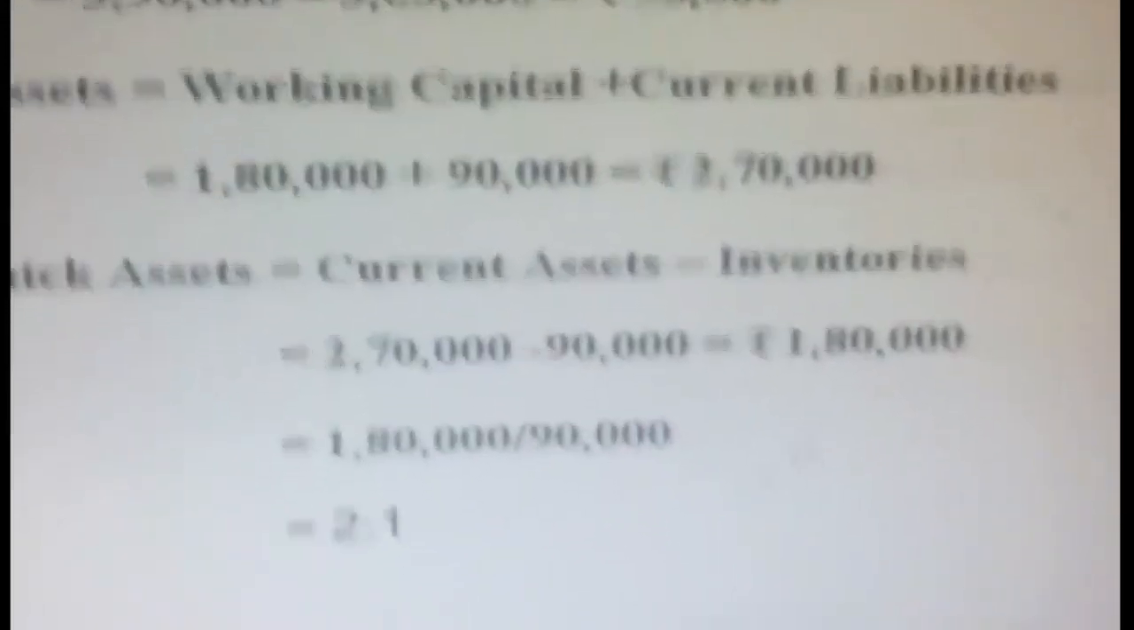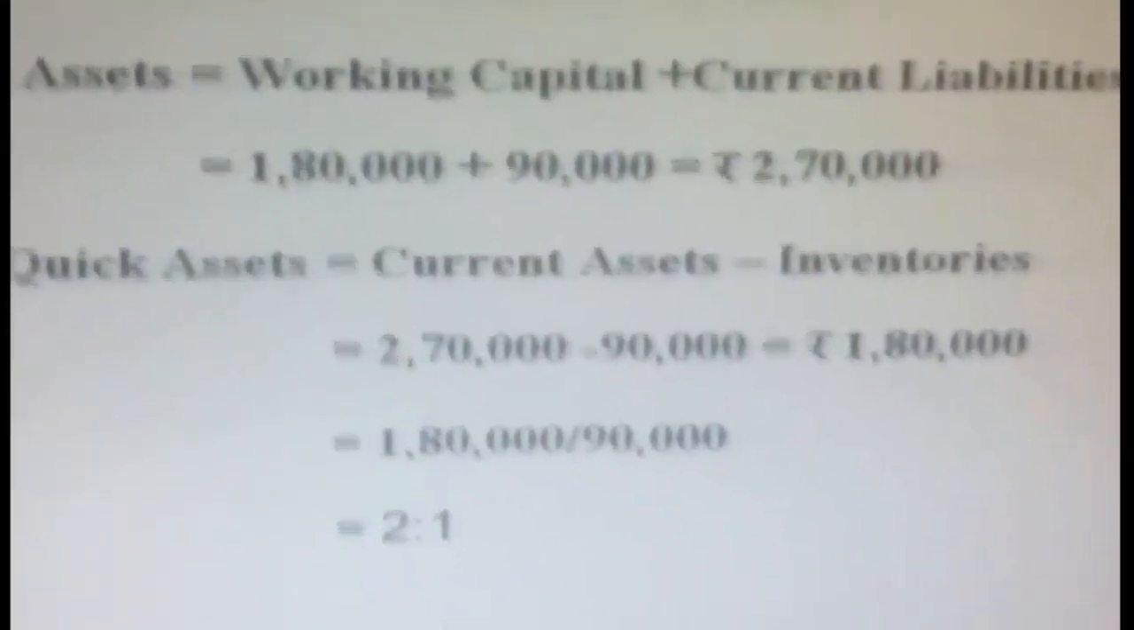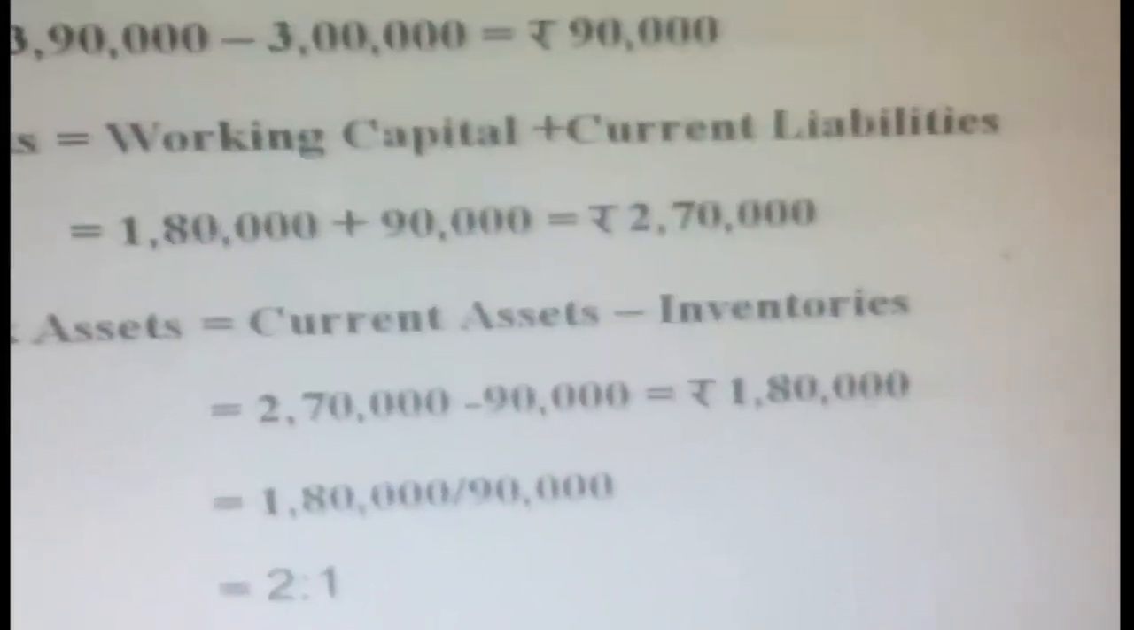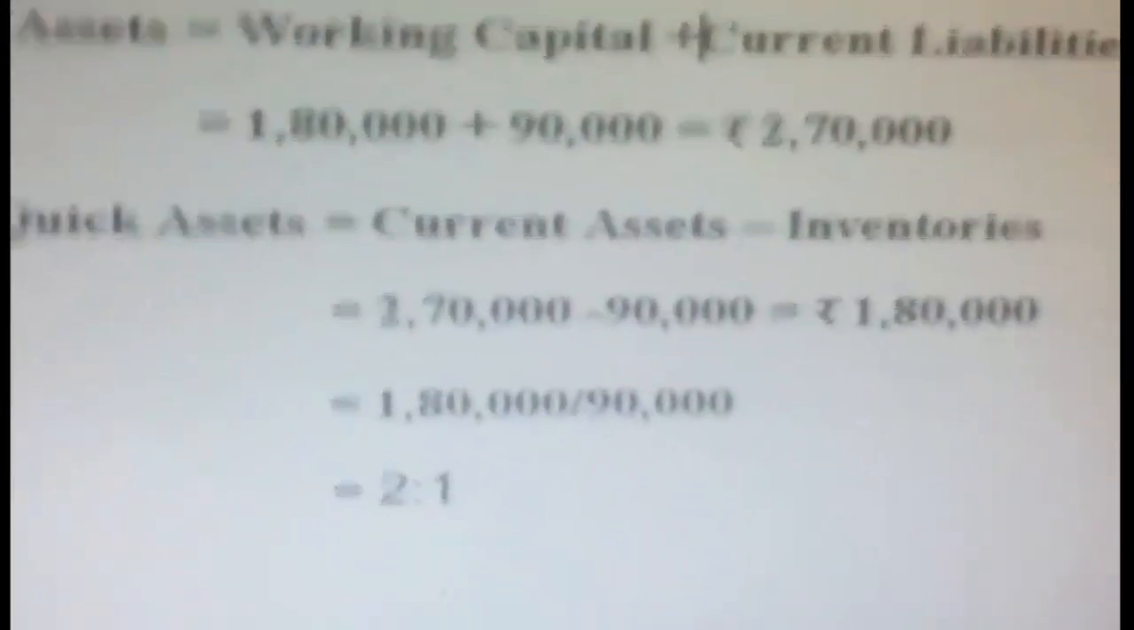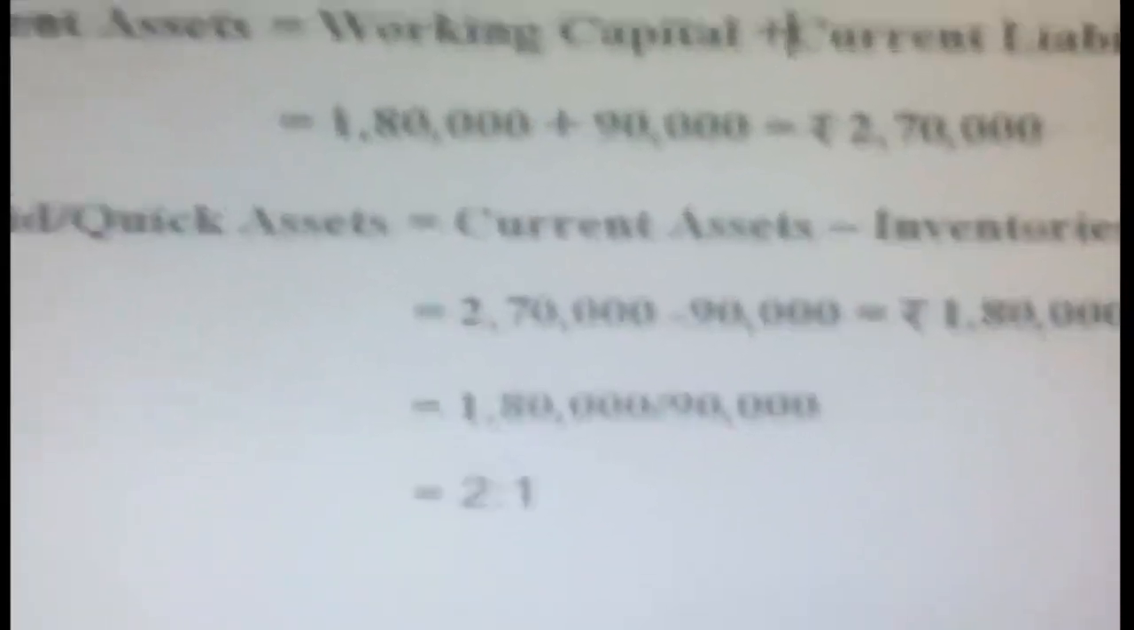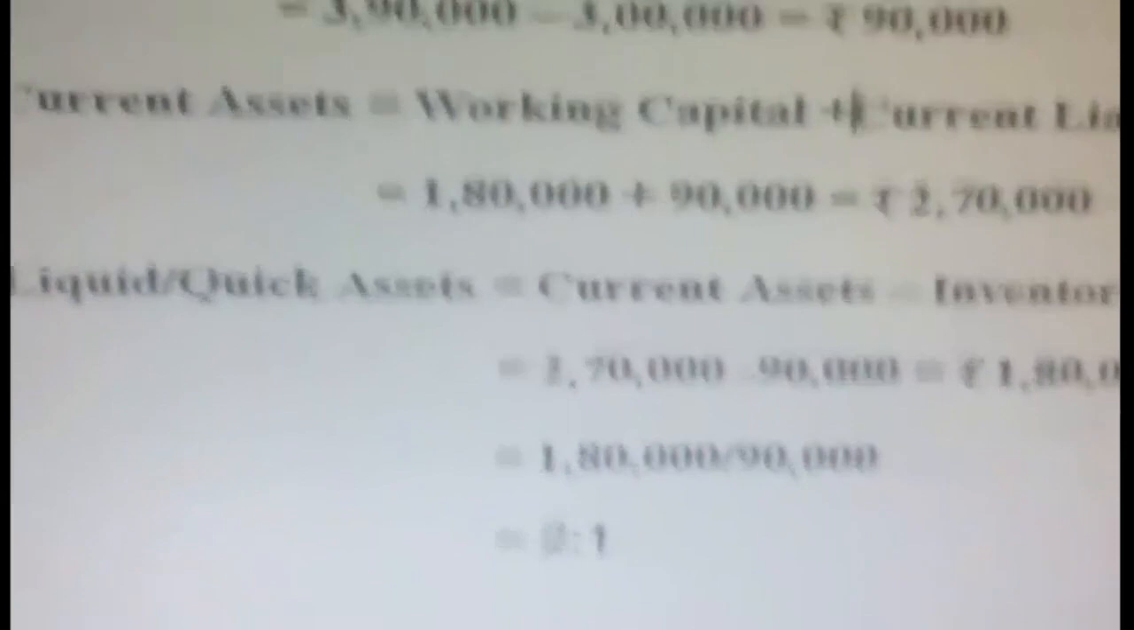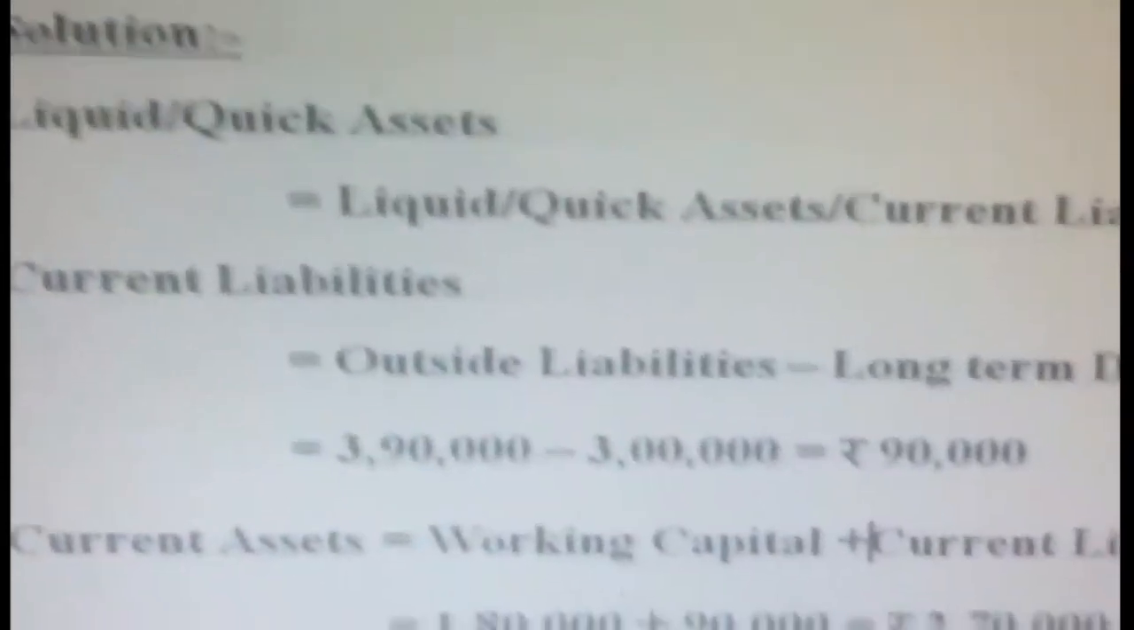Current assets, just now we got it, 2,70,000 minus 90,000 inventories, now become 1,80,000. Now you can substitute the formula: 1,80,000 divided by 90,000. So 2:1. Okay, that is the answer. We can get it here from the problem how to calculate liquid ratio. Okay. Now the third one.